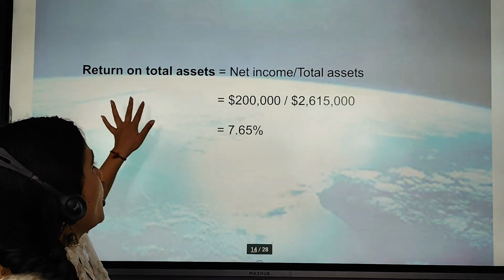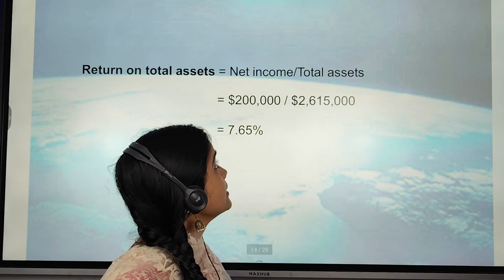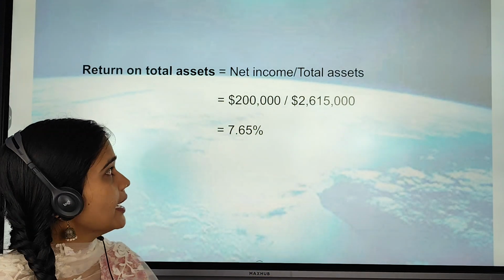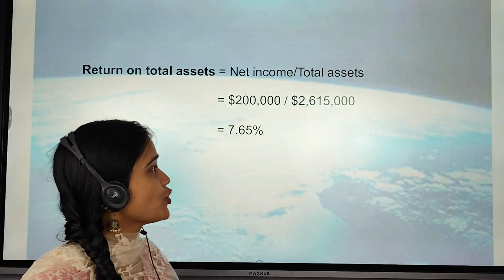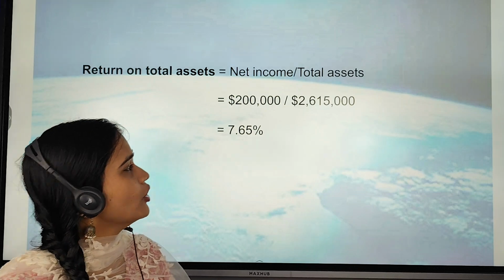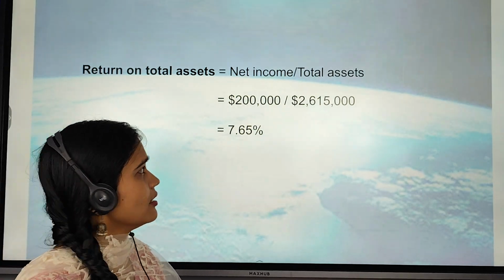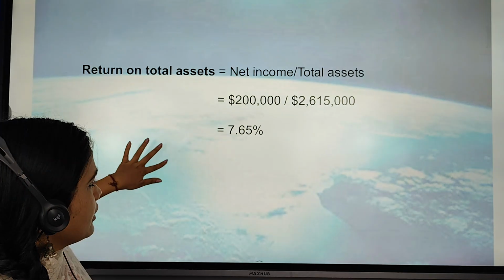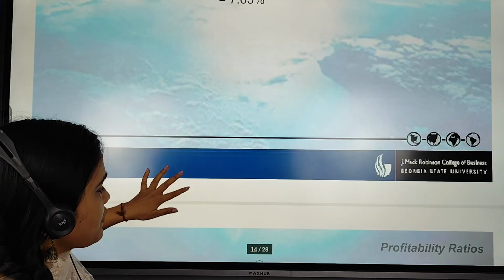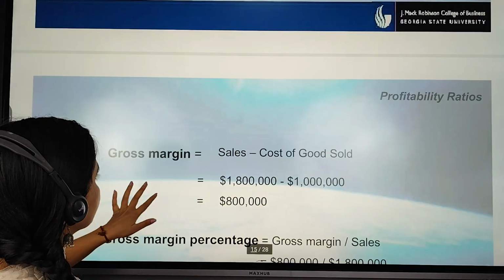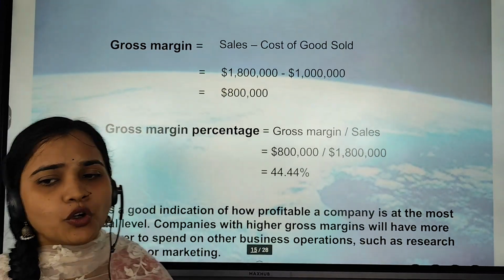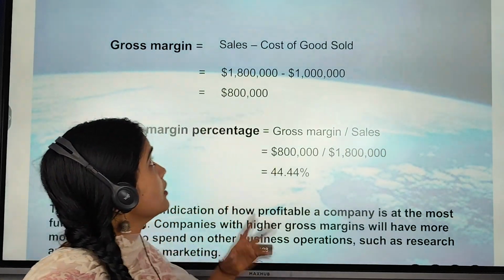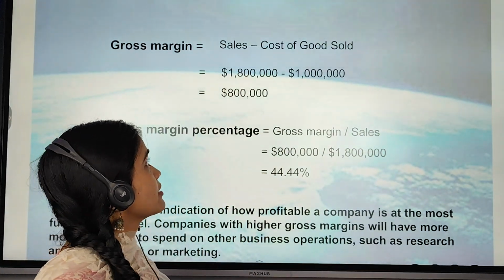Next, return on total asset. Net income upon total asset. Net income is our 2 lakh and total asset is 2,16,500. That is our data, 7.65%. Gross margin. The formula for calculating gross margin is sales minus COGS.